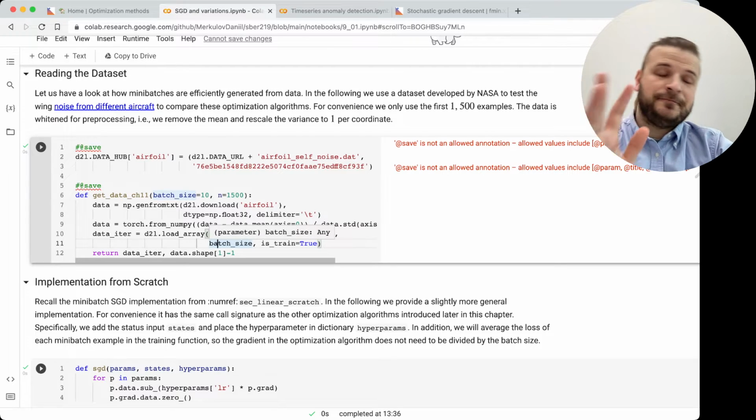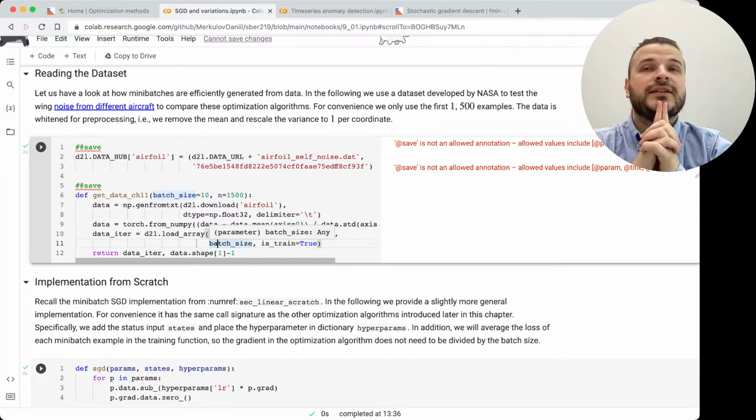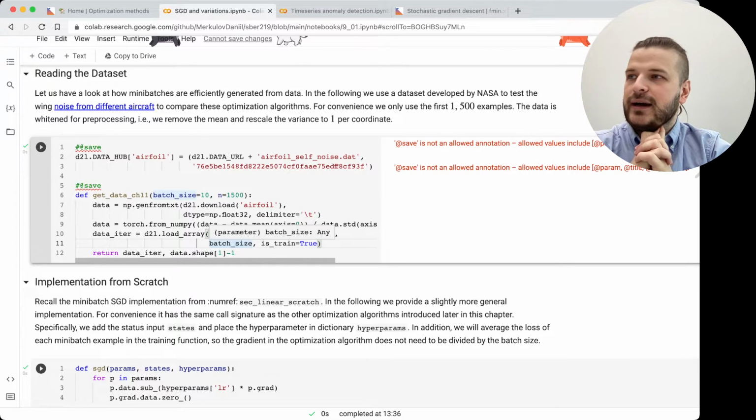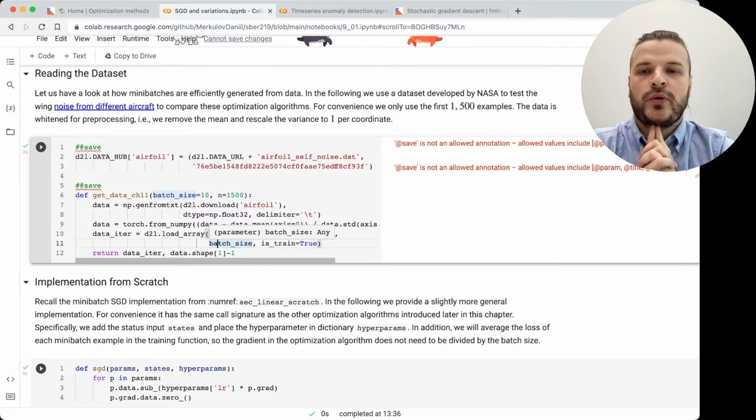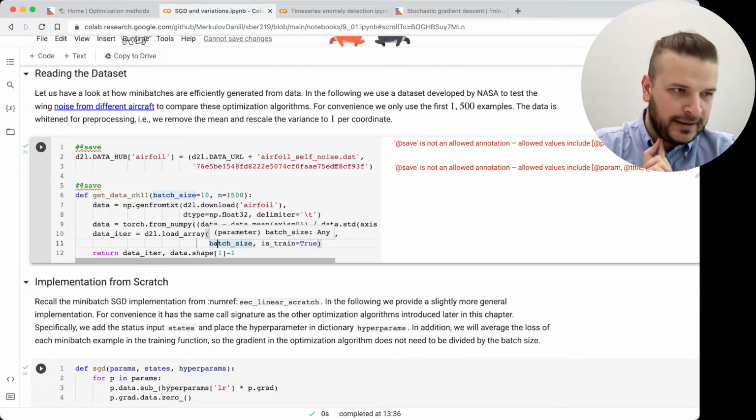And we can even pose the following question: what will happen if I increase the batch size with the epoch training time?